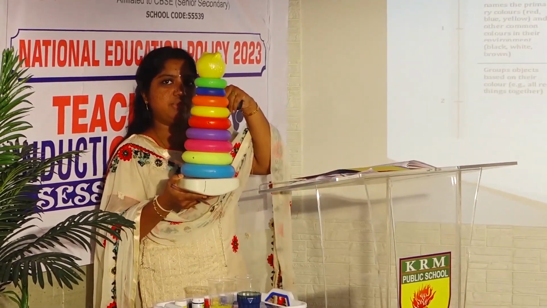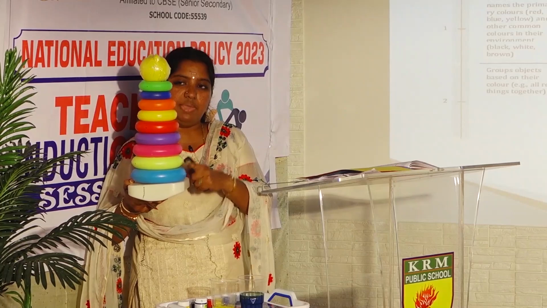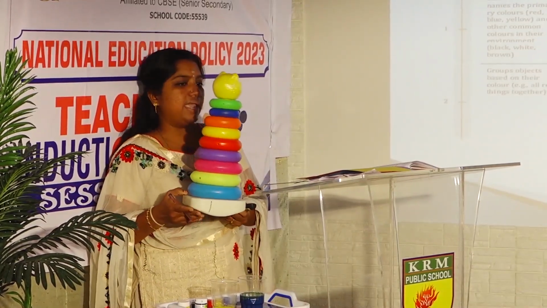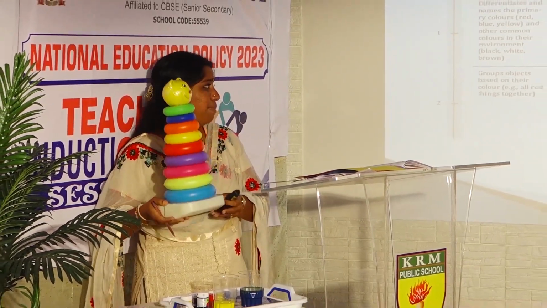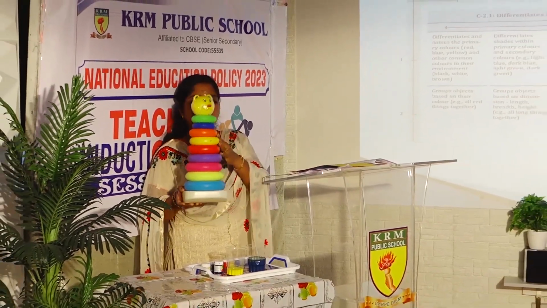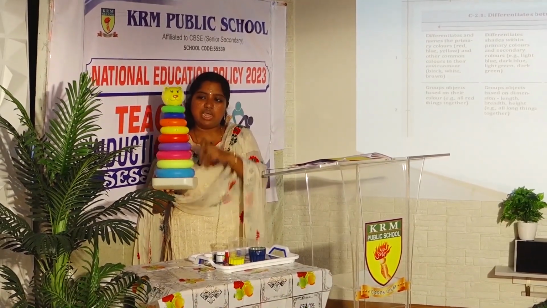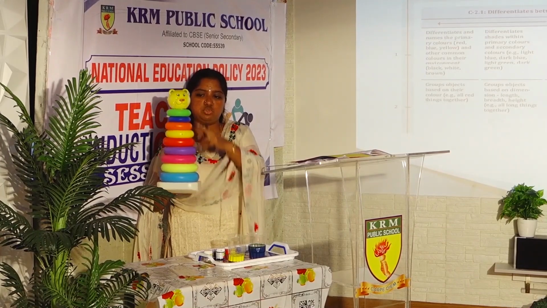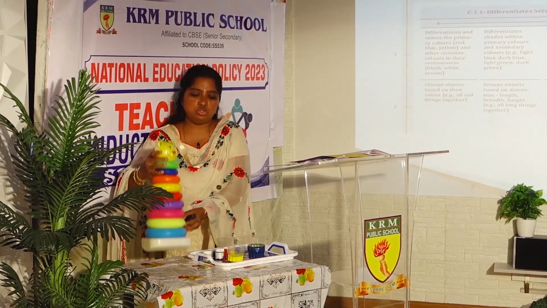They have to arrange from small to big and big to small. Parents can solve puzzles, playing this game by identifying the colors and arranging from small to big and big to small. Now, over to Jyothi.